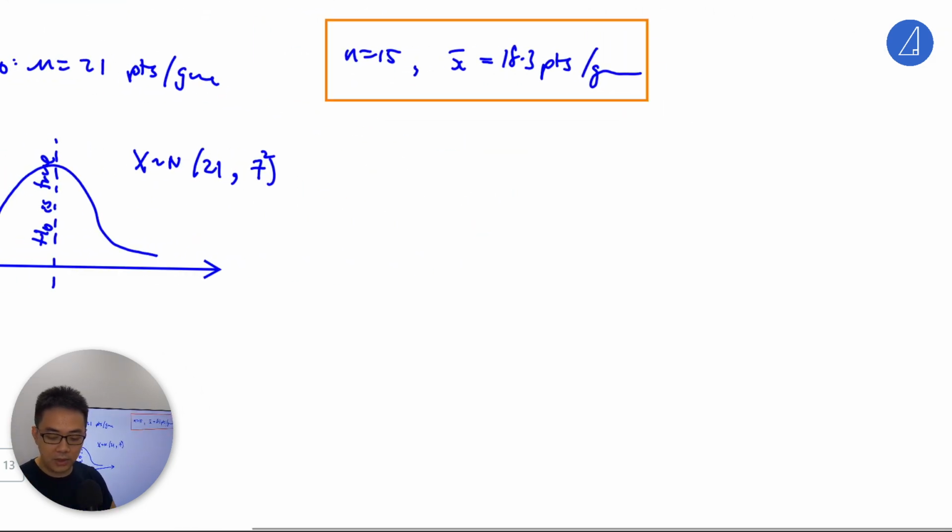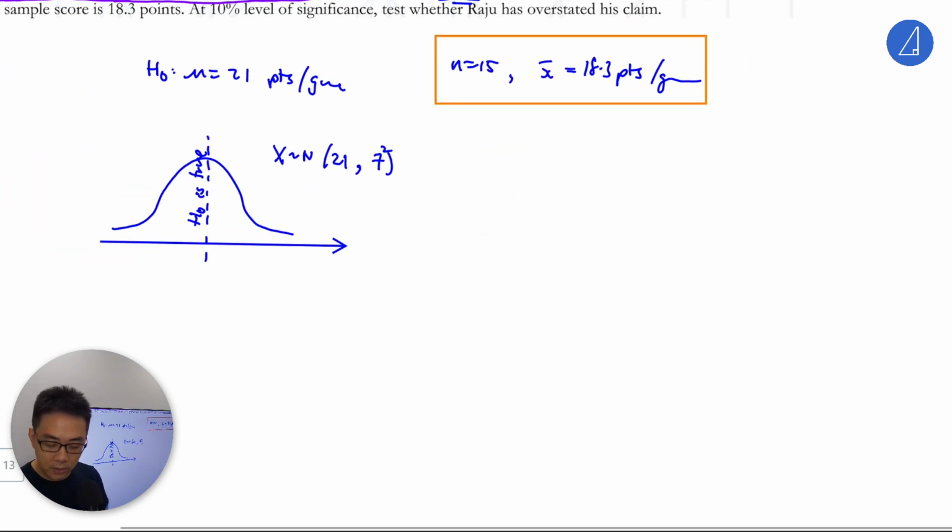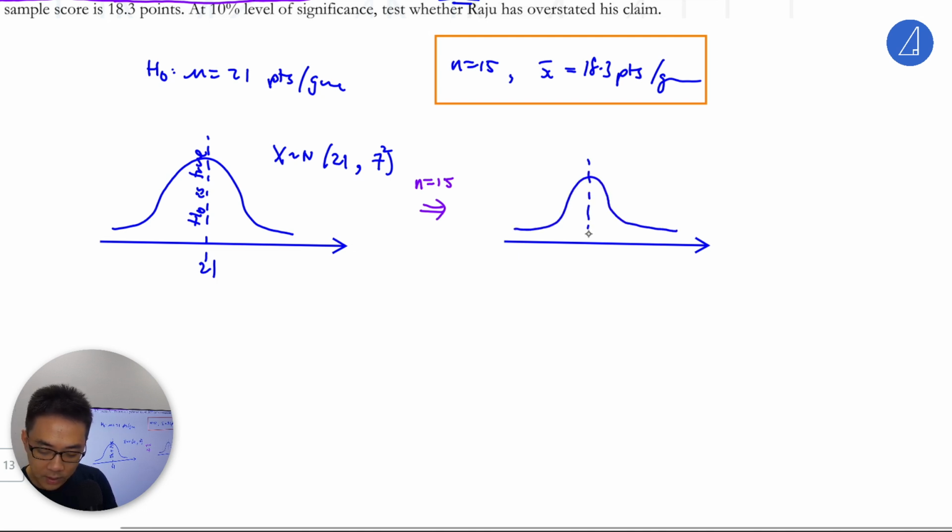Now in this case, this is usually the distribution. So this is 21 points per game. You let him have that, but because you watched 15 of his games, so n equals 15, the distribution changes a bit. I mean, the spread changes. So this is X bar. You're looking at this one over here: 21, 7 squared over 15. Okay, 21.